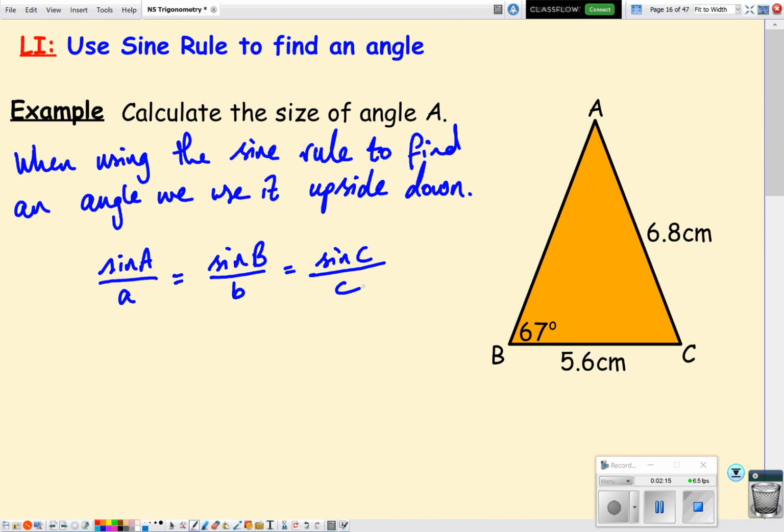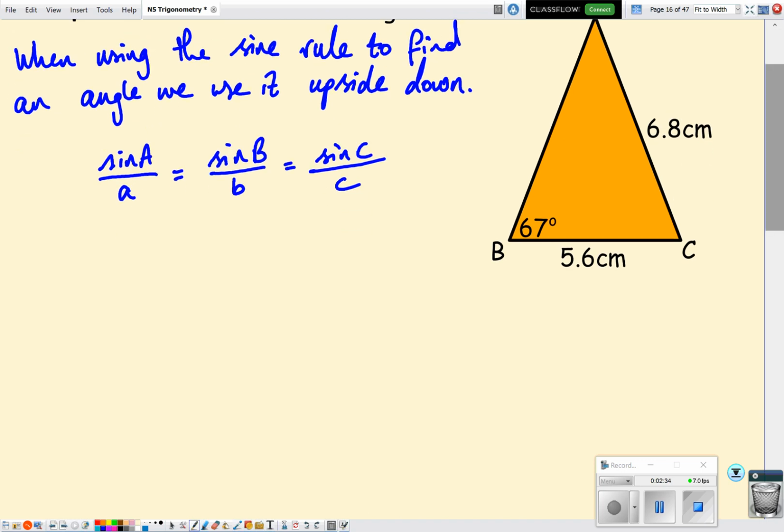The key thing here is when you're tackling a sine rule problem, you have to say to yourself, am I finding a side or an angle? If you're finding an angle, put the angles on the top. If you're finding a side, put the sides on the top. And you shouldn't go far wrong with that. Okay, so we use the sine rule.